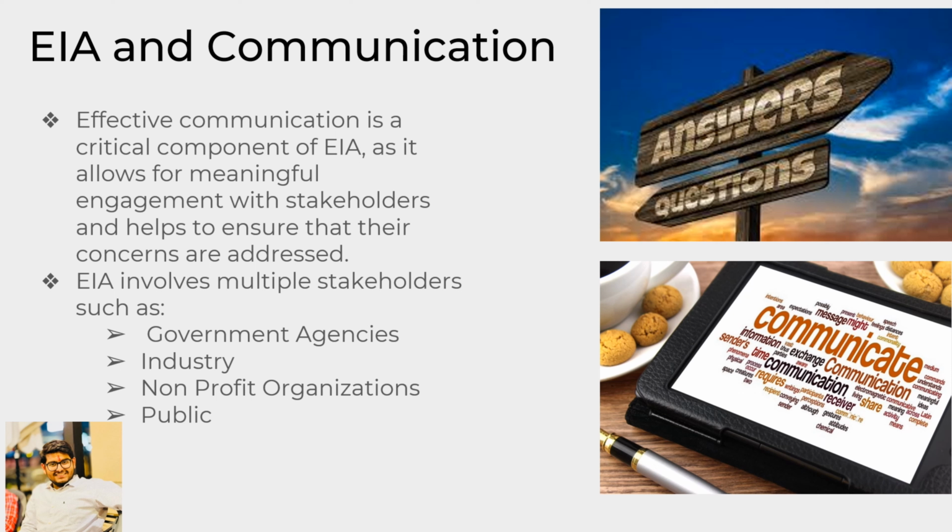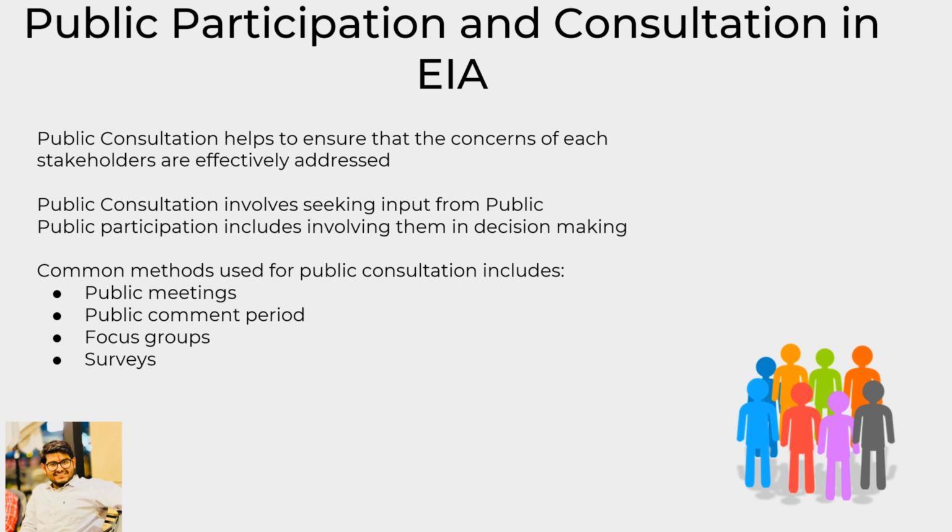Effective communication is essential to ensure that all stakeholders are engaged and informed throughout the decision-making process. EIA involves multiple stakeholders such as government agencies, industries, non-profit organizations, and the general public. The general public is one of the most important stakeholders in this process because they would be the ones with the most impact from any project or activity. Now, how is this communication done? This communication is done through public participation and consultation. These are the most important components in an effective EIA.